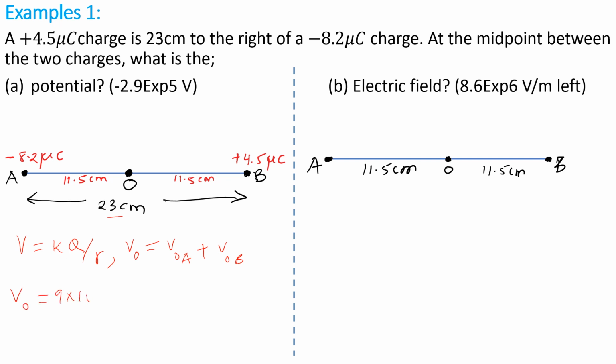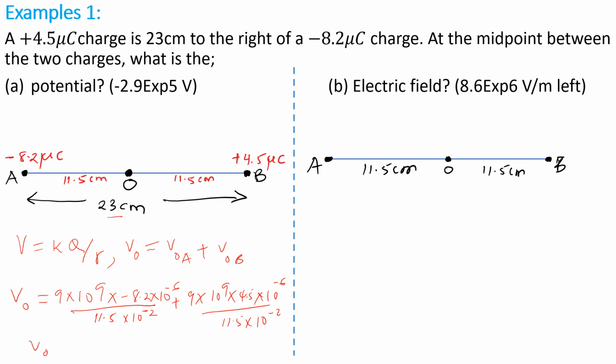So the potential at O now, if we substitute in, is going to be 9 times 10 to the power 9 times the charge placed at A, which is negative 8.2 times 10 to the power negative 6, divided by the distance between A and O, which is 11.5 times 10 to the power negative 2, then plus the potential at O due to B, which is 9 times 10 to the power 9 times the charge at B, which is positive 4.5 times 10 to the power negative 6, the whole of this divided by 11.5 times 10 to the power negative 2.